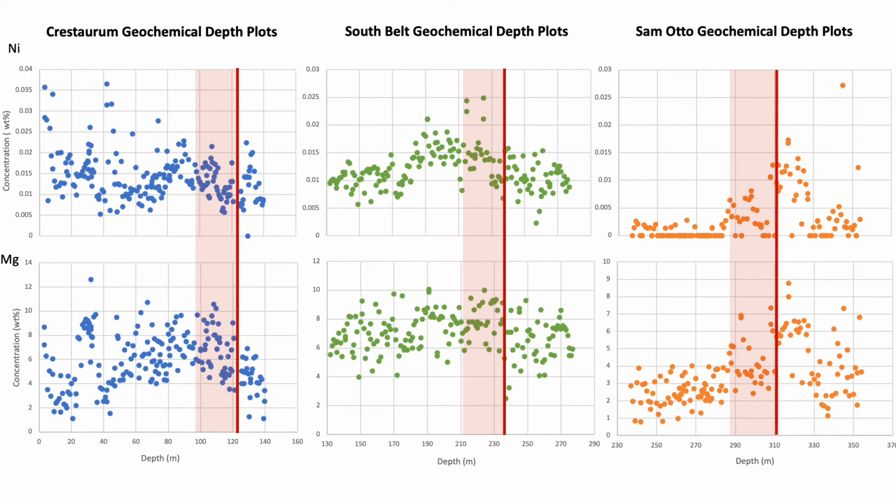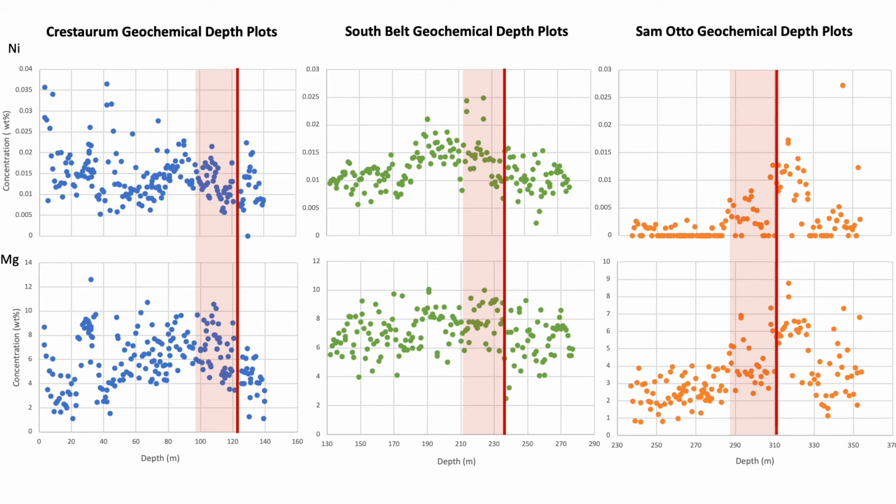Taking a look at nickel, which is this top row of analyses, in the Crestaurum area, we see a pretty sharp decrease approaching the gold mineralization. We see a similar trend in South Belt, decreasing in nickel concentration, approaching the gold mineralization. However, in Sam Otto, we see the opposite trend. We see an increase in nickel concentration, approaching gold mineralization. So we're seeing the opposite trend in the felsics as we are in the two mafics.